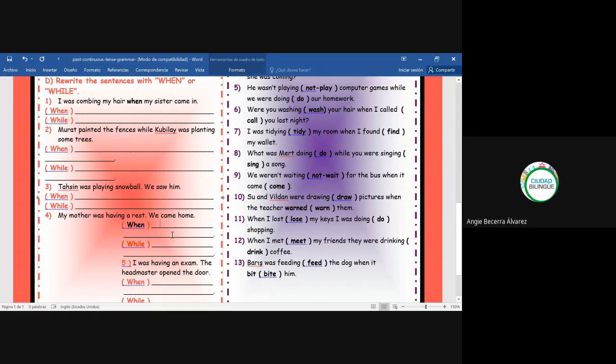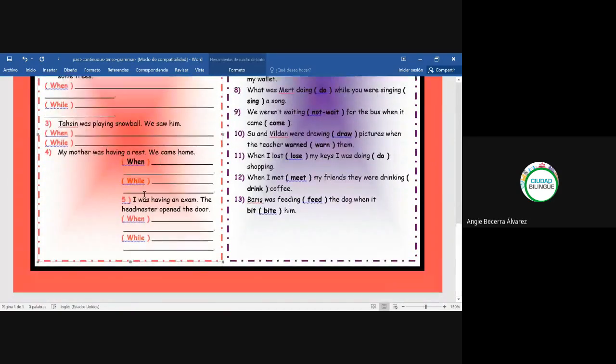Ok, teacher. Perfect. Number five, Yoka. ¿Cómo quedarían estas dos oraciones con when? I was having an exam when the headmaster opened the door. Yes, very good. Cierto, el director de la escuela, when the headmaster opened the door. Perfect. And how would be with while, Daniel?